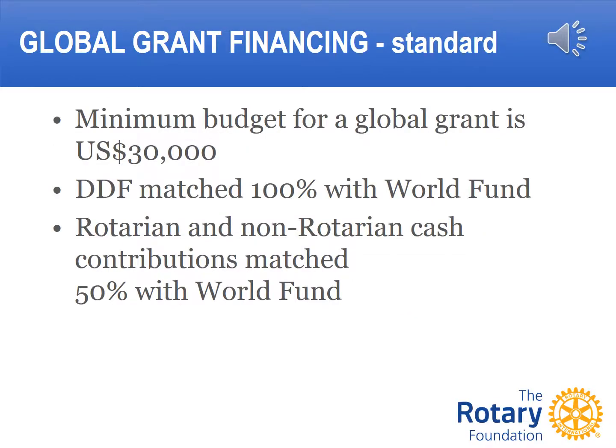Let's talk for a minute about global grant financing. The minimum budget for a global grant is $30,000 in US dollars. The Rotary Foundation rules say that DDF, district designated funds, are matched 100% with the World Fund. They put $1 with every dollar that's sent up as designated as DDF. Money that comes from Rotarians or non-Rotarians, money that comes from your club and goes up for a grant, is only matched 50 cents on the dollar.